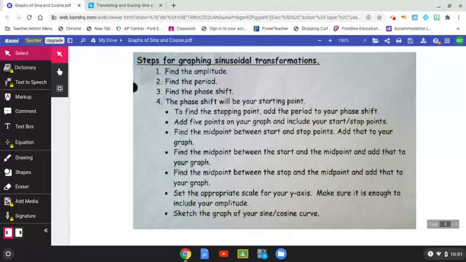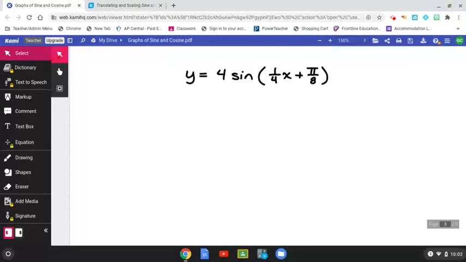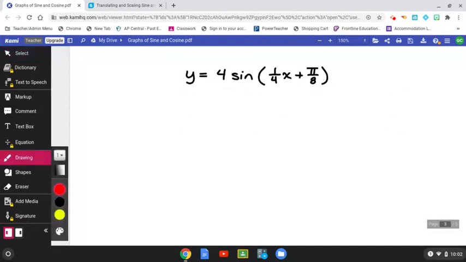To label your y-axis, you're going to refer to the amplitude. And once you have your x and your y-axis labeled, then you just sketch either sine or cosine. If the graph has a vertical shift, then you would want to sketch in your midline before you start sketching your graph. Okay, so let me show you some examples, and I think it'll be easier to understand.